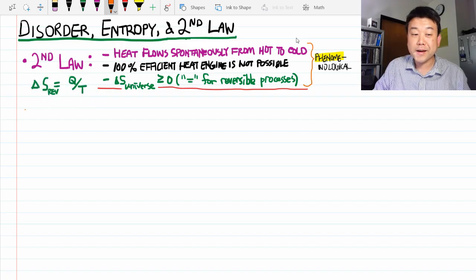Now, there's a second feature of the second law that begs for an explanation. Some textbooks refer to it poetically as the arrow of time.